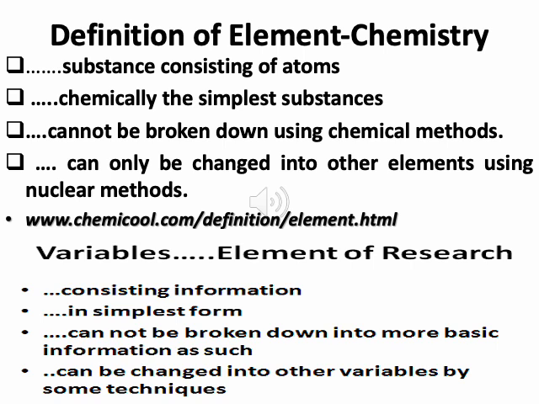Similarly, if we draw an analogy from these elements of chemistry to epidemiology and biostatistics, then variables are the photons or the substance which consist of information in its simplest form, and by simple methods they cannot be broken down into more basic information, but there are certain ways and methods by which we convert one variable into another variable.